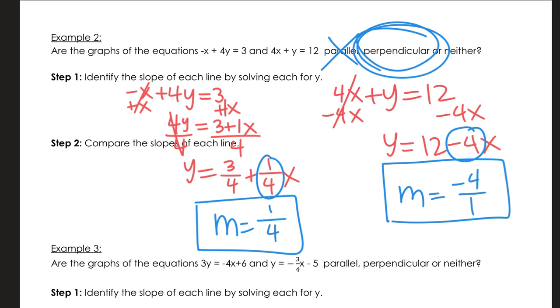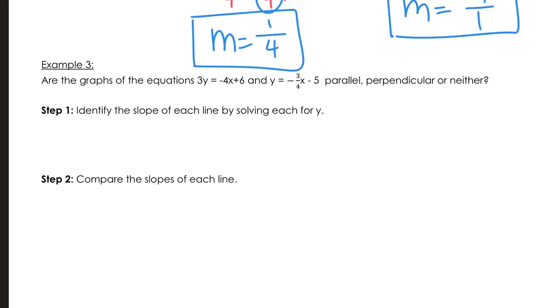All right, let's look at another example just like this. The next one, they have two equations here. Let's look at our first equation. It is 3y equals negative 4x plus 6. I need to figure out what the slope of that equation is. It doesn't say y equals though, so let's solve it for y. To get rid of that 3, I need to divide by 3 on both sides of my equation.